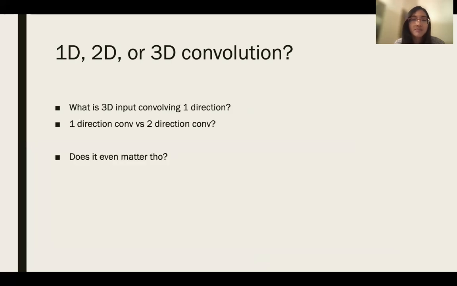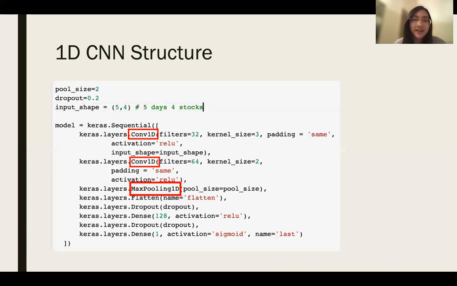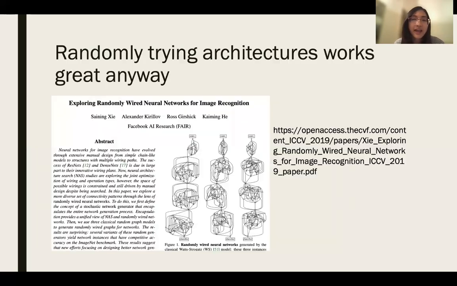But what was my thing, though? I wanted to put in a 3D input and have it convolve in one direction, which wasn't really one of the options, so I just picked one. I couldn't really think of why having it convolve two directions would make it any worse than one direction, so I went with a 2D convolution. Actually, I also tried 1D, and spoiler alert, it really made no difference at all to the results. And apparently there's a whole area of research about how randomly trying architectures is a good way to go, so I don't really feel bad about just picking one.